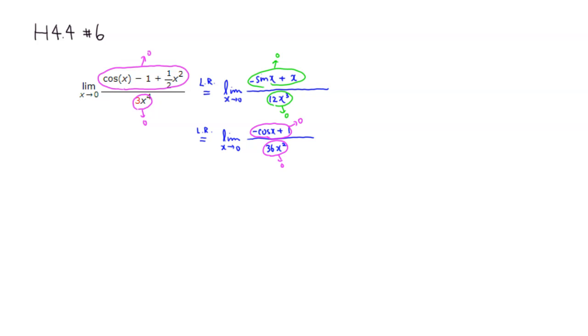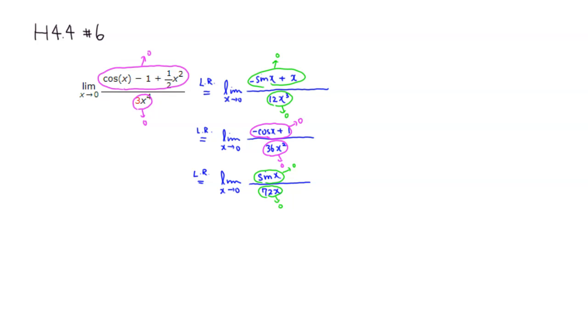So this is the third application of L'Hopital's rule. You have a limit as x approaches 0. The derivative of negative cosine of x is going to be positive sine of x, the derivative of 1 is 0, and the derivative of 36x squared is 72x. Then as x approaches 0, we can see that the denominator still goes to 0. Sine of 0 is 0, so the numerator still goes to 0.